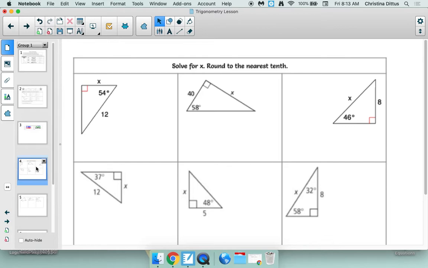What does the CAH stand for? Cosine is adjacent over hypotenuse. And TOA stands for? Tangent is opposite over adjacent. Perfect. We're going to use that today, and we're going to use it for the next 6 months. I don't know. That's okay. All right.